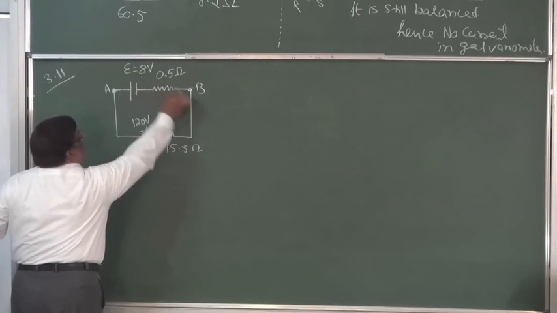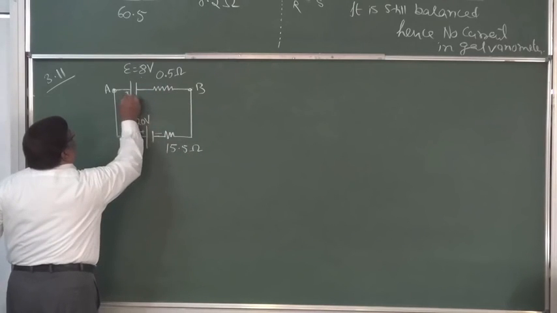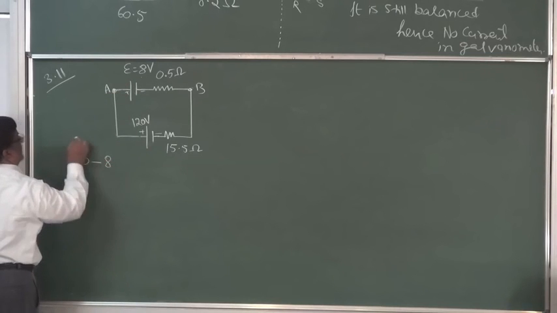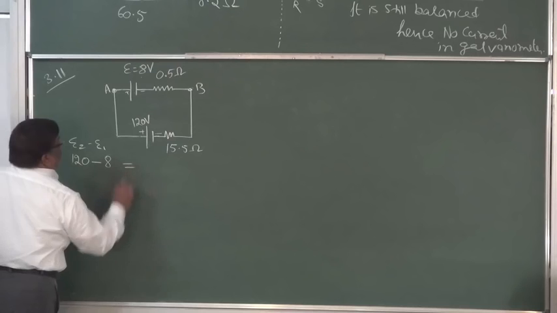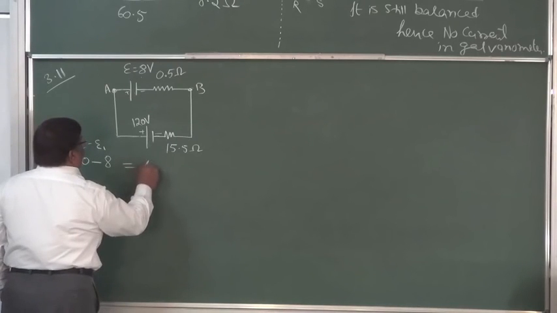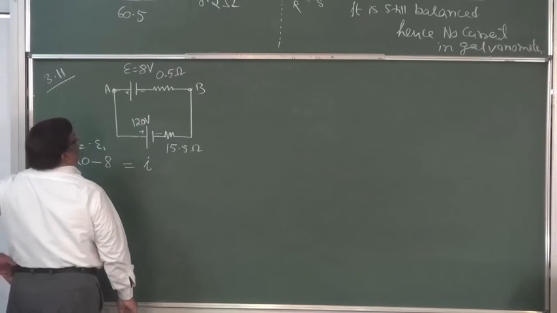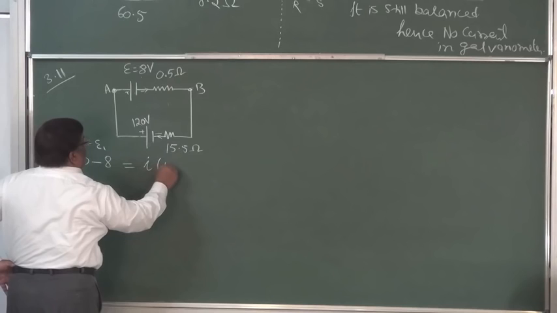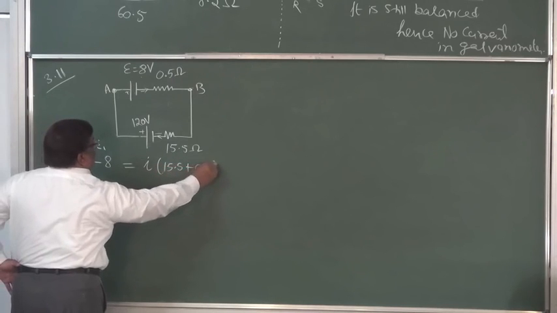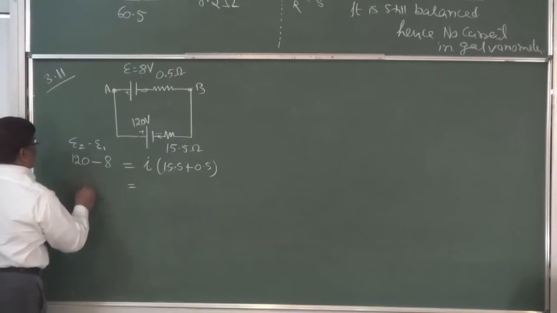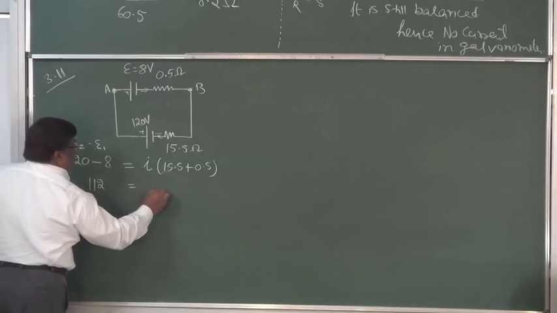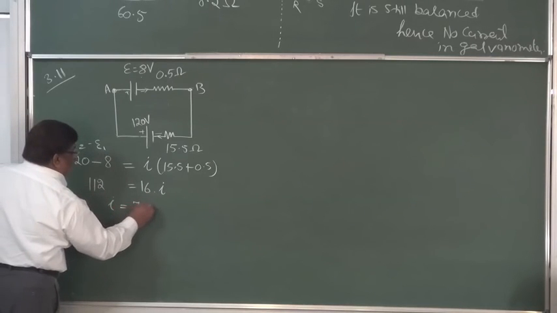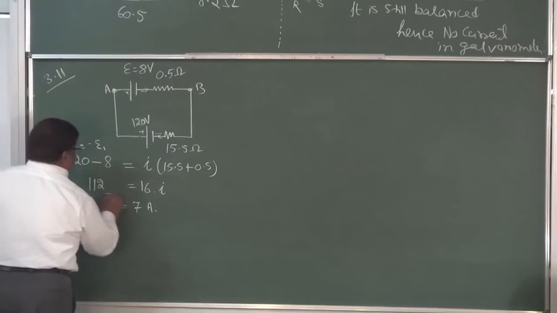120 in this direction, and 8 volt in the opposite direction. So net voltage is 120 minus 8. This is E2 minus E1. This is equal to the current flowing, I, multiplied by all the resistances in the loop. The resistance here is 0.5 and here the resistance is 15.5. So 15.5 plus 0.5 comes to be 16. And this is 112, and this is I multiplied by 16. So I is equal to 7 ampere. This is the current flowing in it.